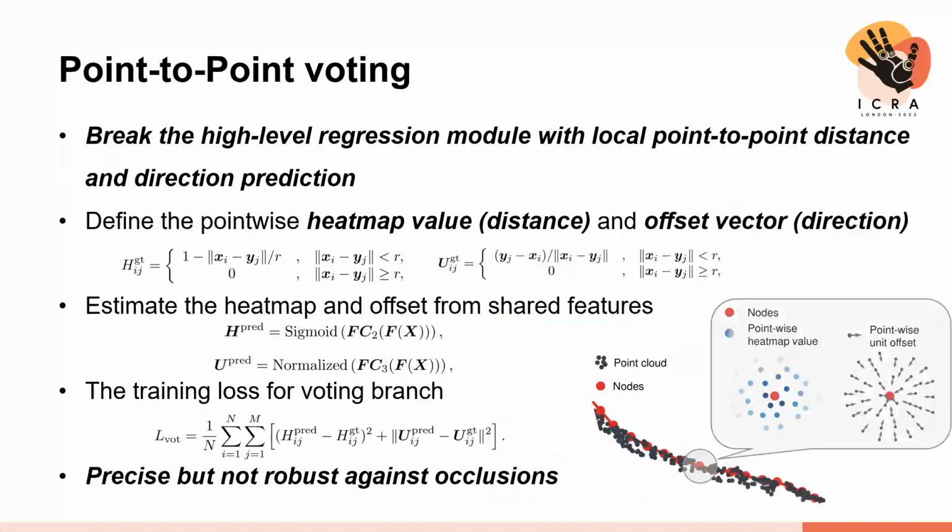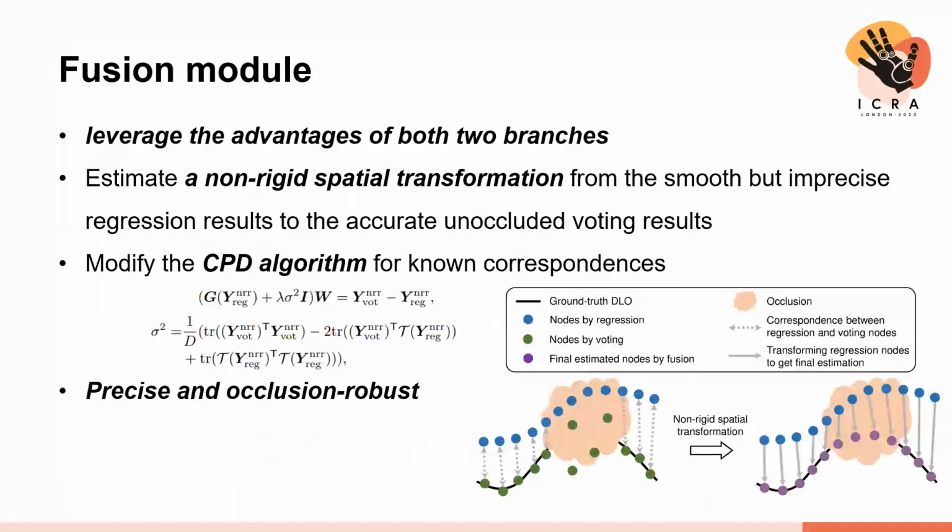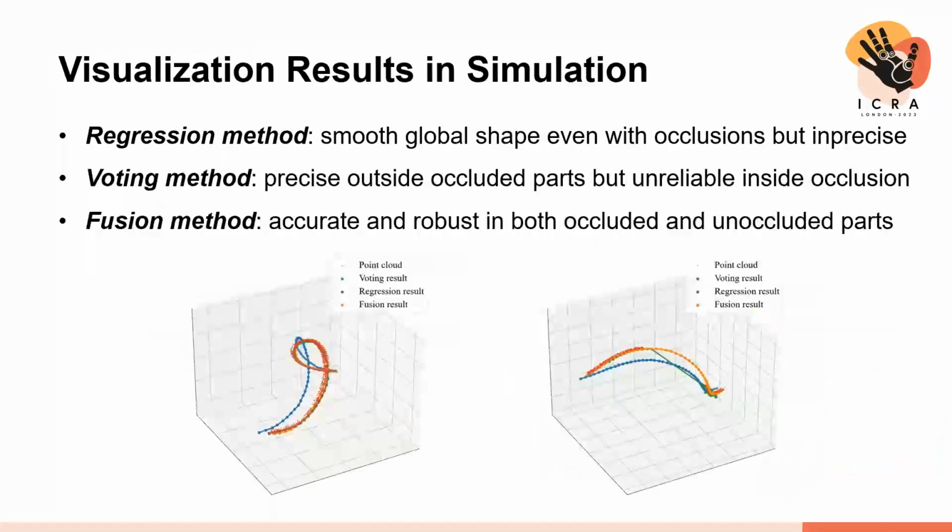To make up for the shortcomings, we decompose the high-level regression task into local point-wise prediction, which can produce precise but not occlusion-robust state estimations. To leverage the advantages of both branches, we further introduce a non-rigid registration-based fusion module. By transforming the regression results, we can finally obtain precise and robust estimations.